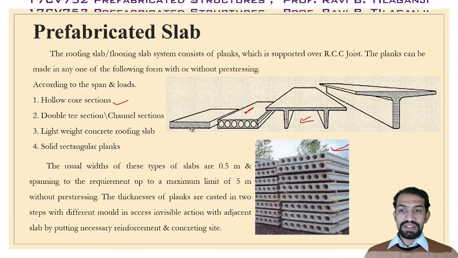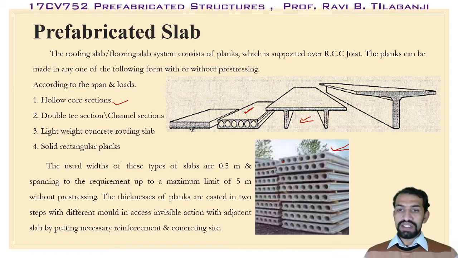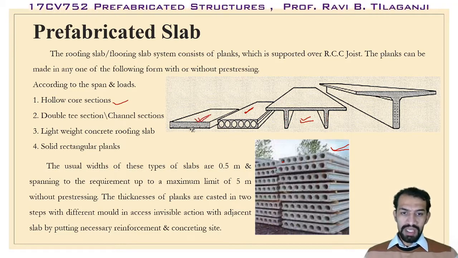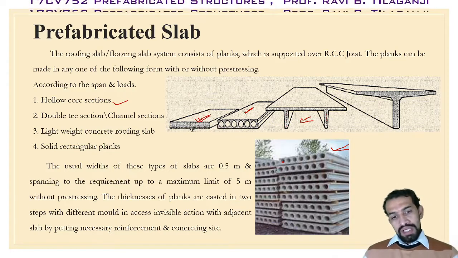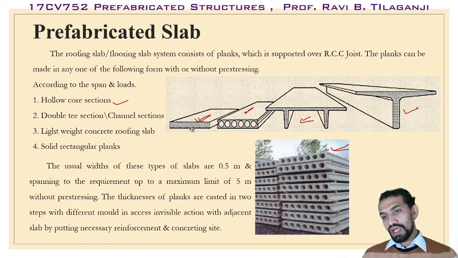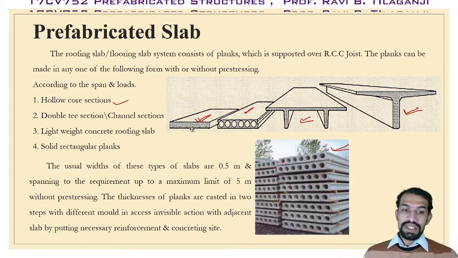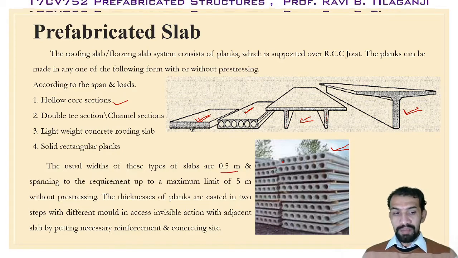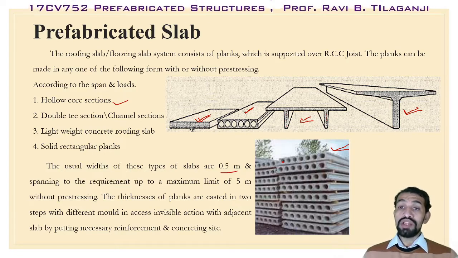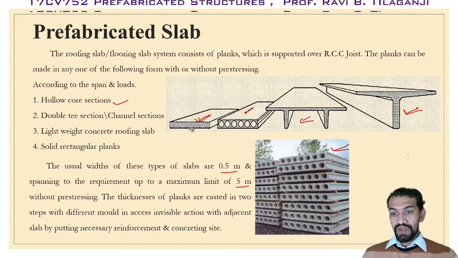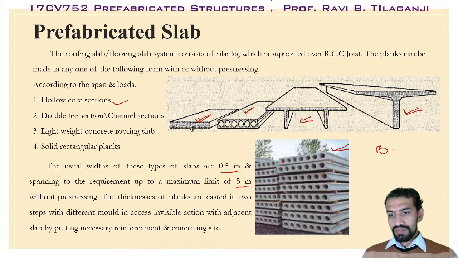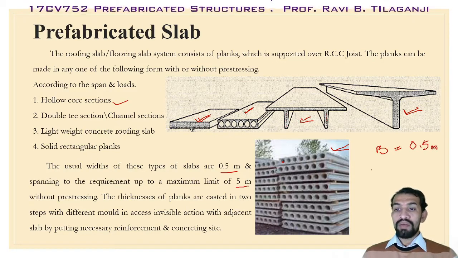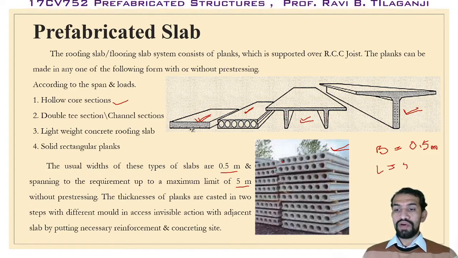Lightweight concrete roofing slabs, in which the dimensions are less, we can say the lightweight roofing. Solid rectangular planks are also available. Sometimes we go for a single T section type of slabs. The usual width of these types of slabs is 0.5 meter, and spanning according to requirement up to the maximum limit of 5 meters. So the minimum breadth is 0.5 meters and the maximum length we can cast is up to 5 meters.